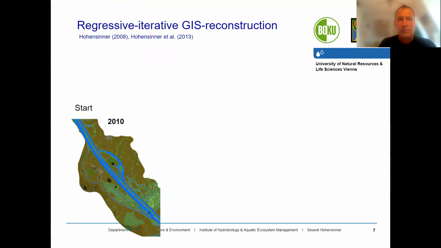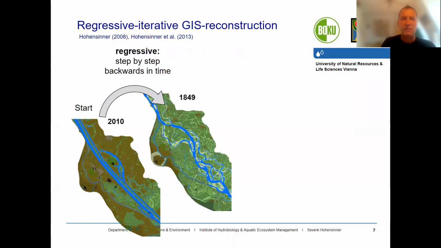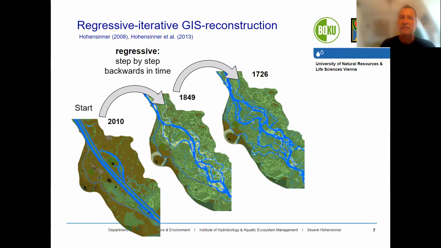For the reconstruction process of the river landscape and the transformation process of the alluvial landscape in Vienna, we applied the regressive iterative GIS reconstruction method, which means we start with the best known situation. In this case, it was 2010. And then we went step by step backwards in time, which is the regressive approach. So, for example, 1849 and 1726.